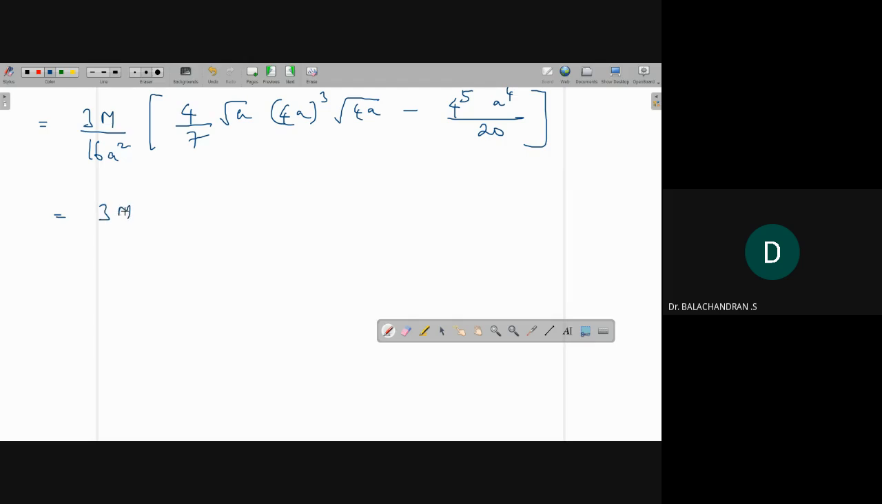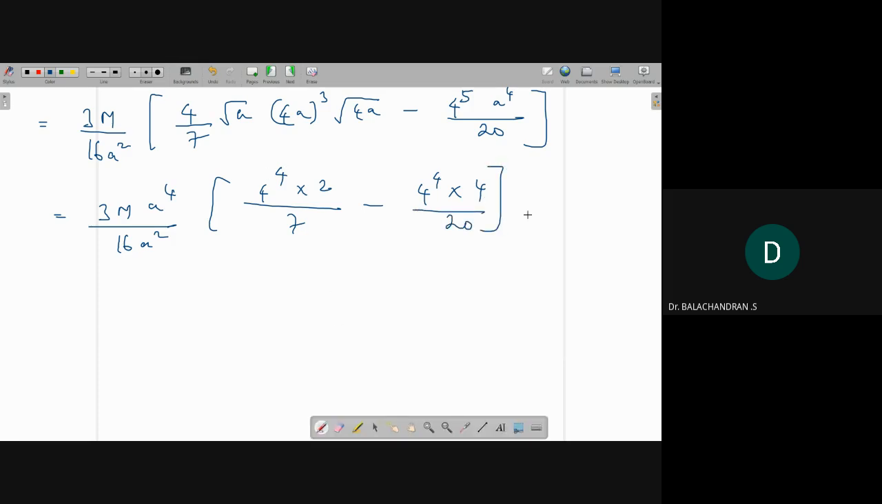3m. Here how many a do we have? A cube, a power 4. Here also a power 4. I think a power 4 is common. A power 4 by 16a square. Remaining you have 4 cube into 4 power 4 into root 4, that is 2 by 7, minus 4 power 5 by, or you can write 4 power 4 into 4 by 20.